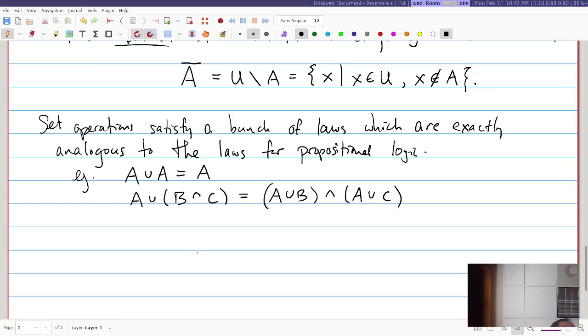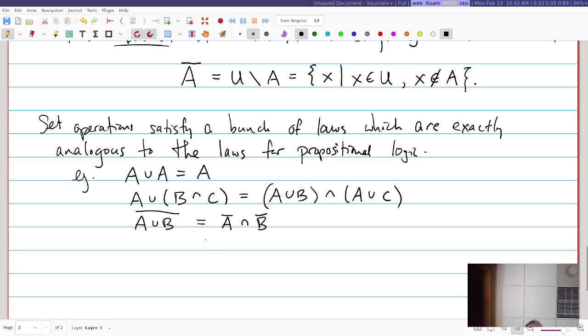Some other things: we have De Morgan's laws, so A union B complement is A complement intersect B complement. Right, just like not distributes over, in this case, or. Same thing happens here. The complement distributes over union or intersection, but it flips the union or intersection to the other one.